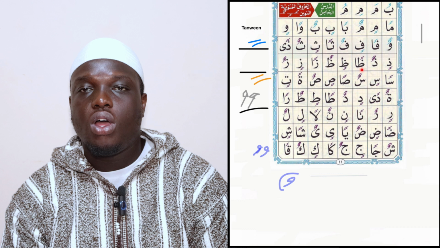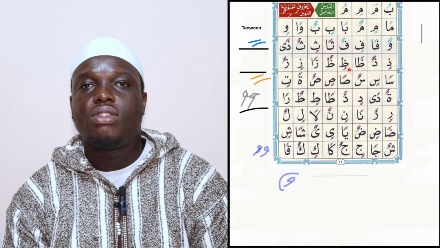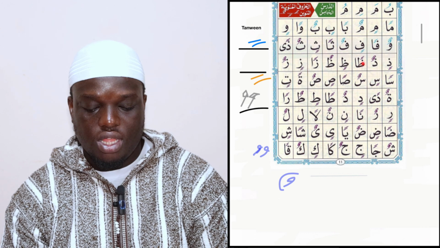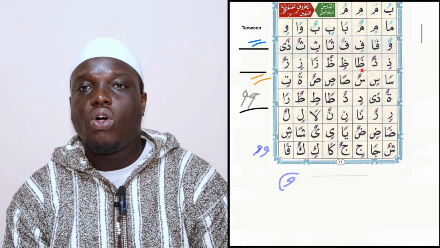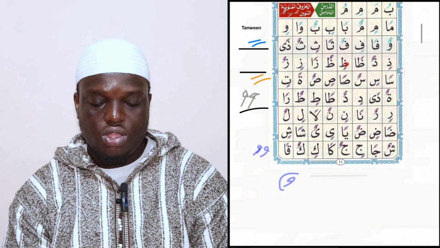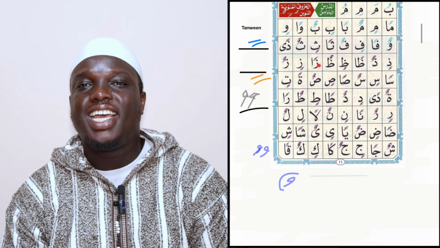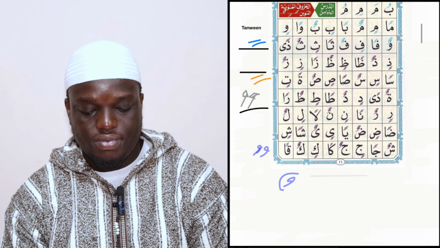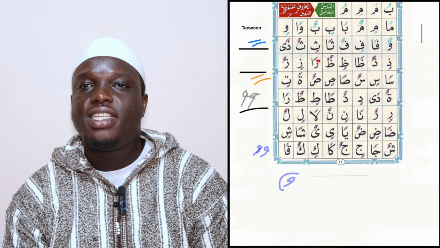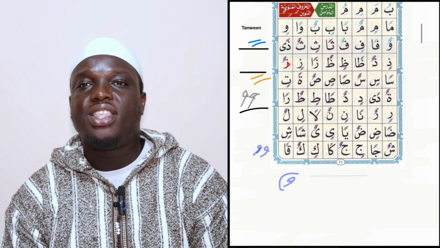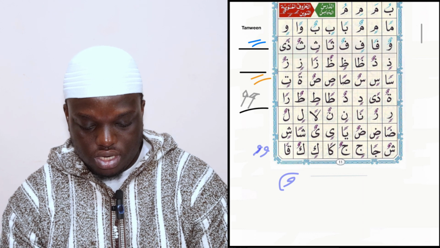We have dha, fathatain, dhan. Dha, kasratain, dhin. Dha, dhammatain, dhun. Dhan, dhin, dhun. We have za, fathatain, zan. Za, kasratain, zin. Za, dhammatain, zun. Zan, zin, zun.